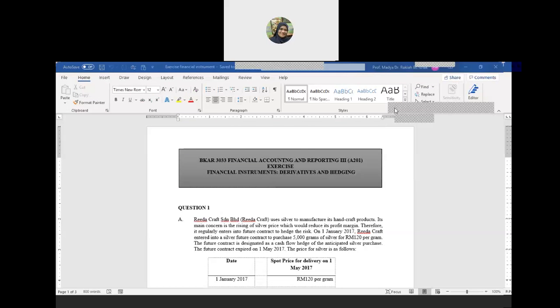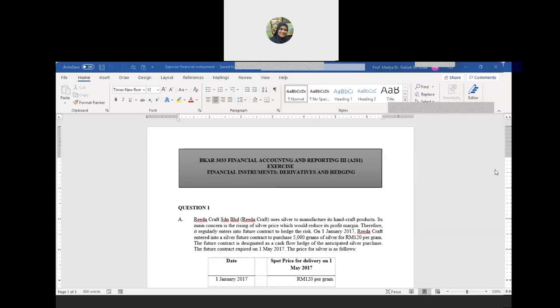So we're going to discuss this exercise on your financial instruments. We have two questions here. The first question is on Reader Craft. Reader Craft is going to use silver to manufacture a handcraft product.